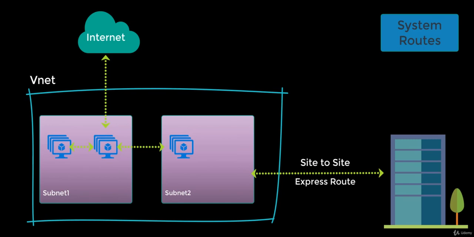They are assigned to each subnet in a virtual network. You cannot create system routes, you cannot remove the system routes, but you can definitely override those system routes using something called custom routes or user-defined routes. Azure creates default system routes for each subnet and adds additional default routes to specific subnets or every subnet when you use specific Azure capabilities.